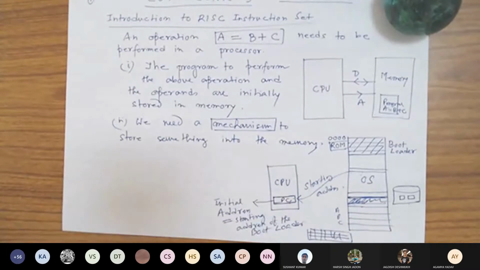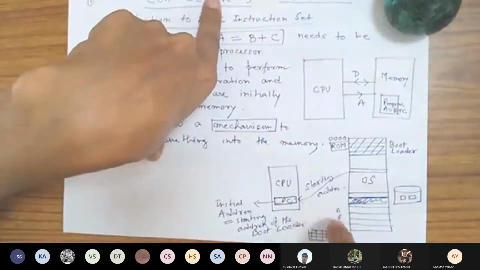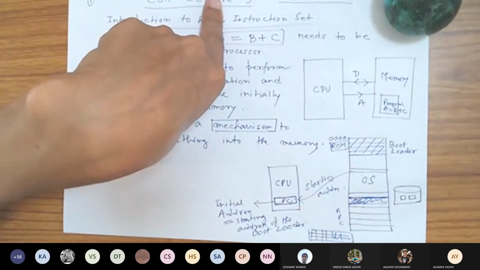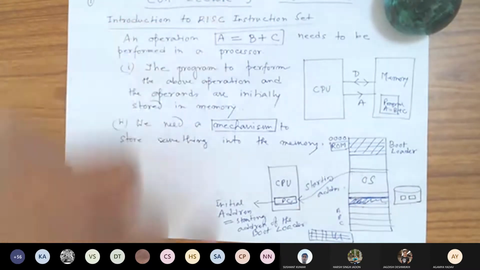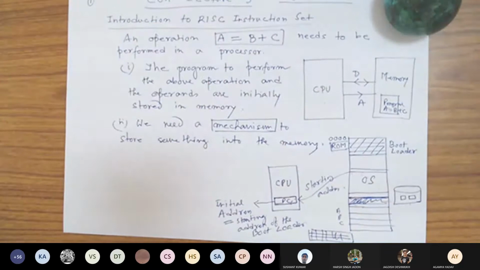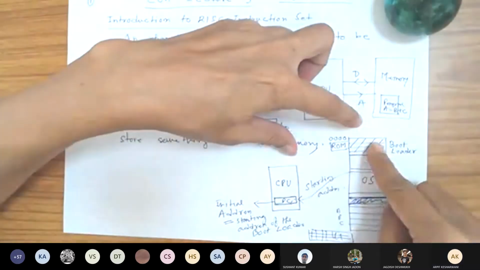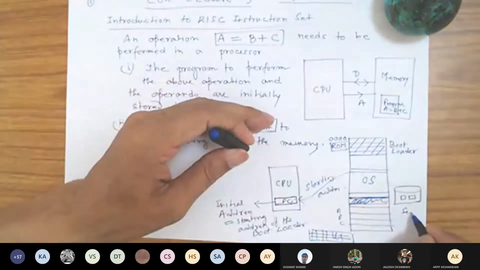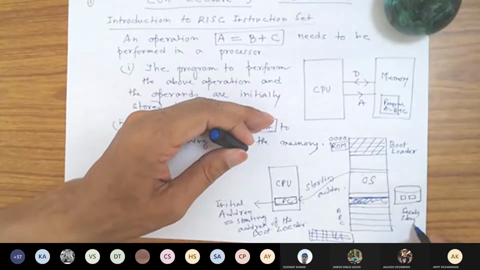Whether you talk about a multi-core processor, a multi-processor system, a simple processor, or a very advanced processor, everyone has to go through this process. Every system has to go through this process. What is the work of the bootloader? This bootloader loads the operating system from the secondary storage device. This is the secondary storage device. It loads the operating system from the secondary storage device to the primary memory. This is the primary memory.